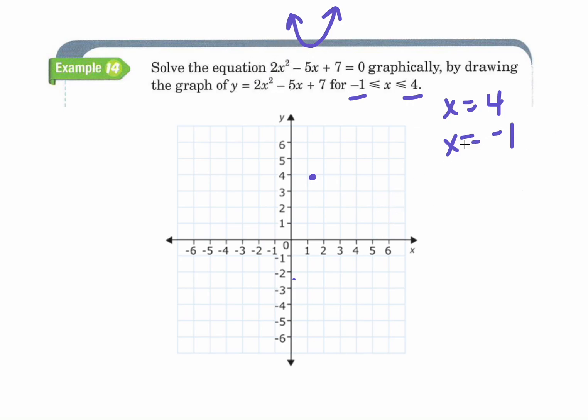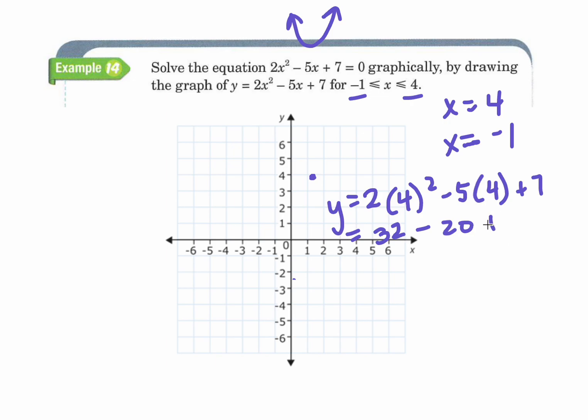All right, so if x equals 4, let me just erase this so that I can see it. If x equals 4, then my y value would equal whatever this answer is. So y equals 2 times 16, which is 32 minus 20 plus 7. 32 minus 20 is 12. 12 plus 7 is 19. Okay, so my first point will be at (4, 19). Wow, that shoots way up there.